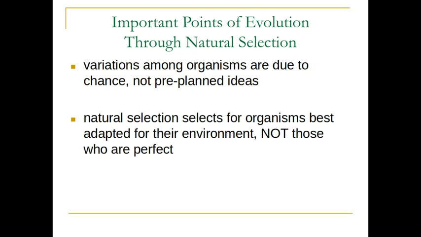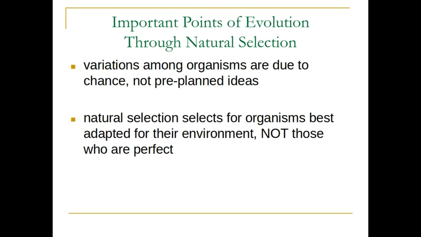Important points of evolution through natural selection. Here we go. Variations among organisms are due to chance. It is a random variation that frequently occurs in the gene pool. It is not planned. And so in genetics, we talked about how random mutations are a source of variation. Well, that's true in natural selection.